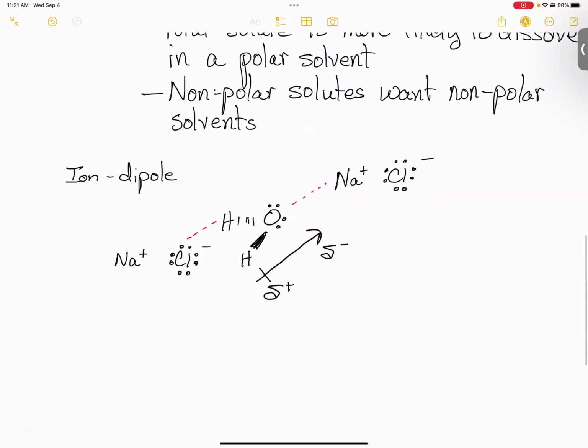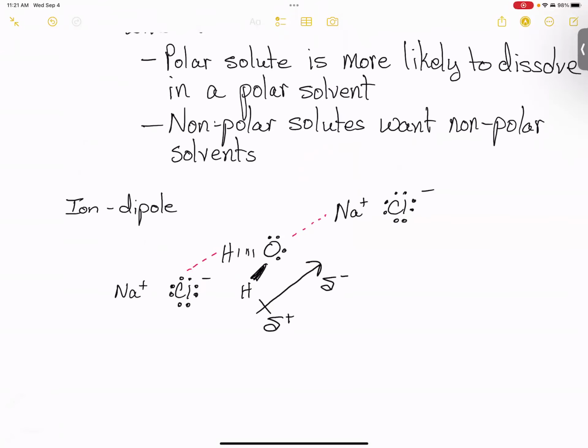Now, I did say a polar solute is more likely to dissolve in a polar solvent. Again, lead 2 chloride, although it has a positive cation of lead 2 plus and 2 anions of chloride minus, does not dissolve in water to any appreciable amount until you get to much higher temperatures. So that's why I put "likely" in there, just in case you have something that is insoluble.